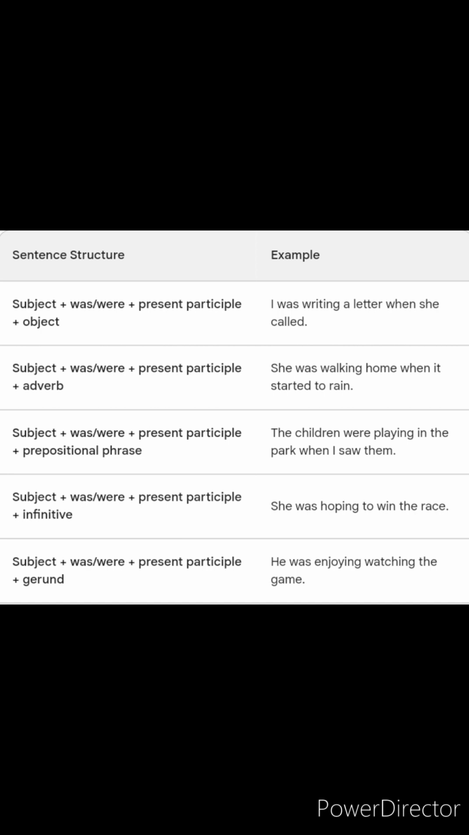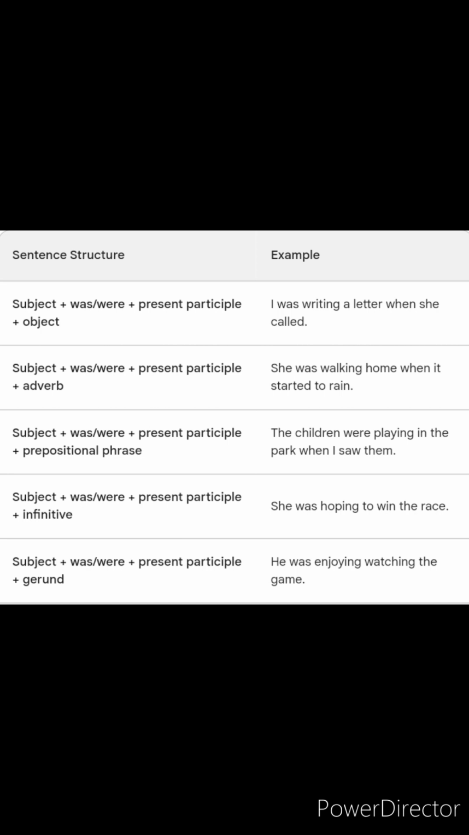Subject plus was or were plus present participle plus prepositional phrase. Example, the children were playing in the park when I saw them. So, when I saw them is the prepositional phrase. Subject plus was or were plus present participle plus infinitive. She was hoping to win the race. So, to win the race here is the infinitive.